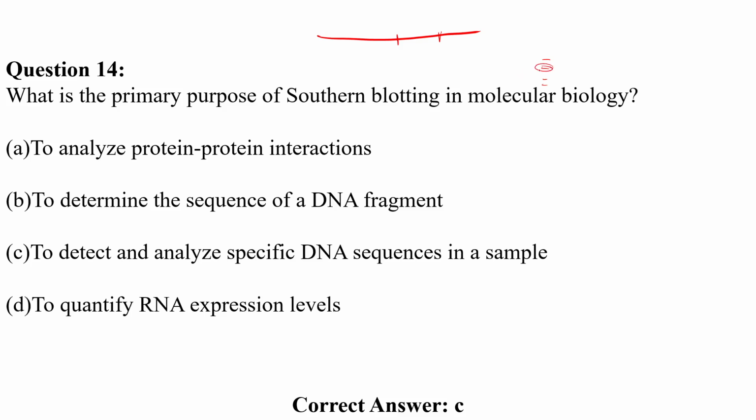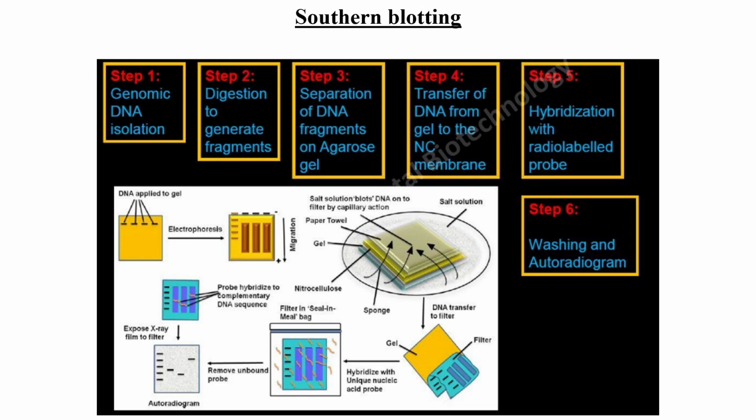and then see if that probe binds to the gene. We will see a signal on the autoradiograph. So basically to detect and analyze specific DNA sequence, we do southern blotting. So it is very similar to northern blotting. Instead of RNA, we have DNA sample here.